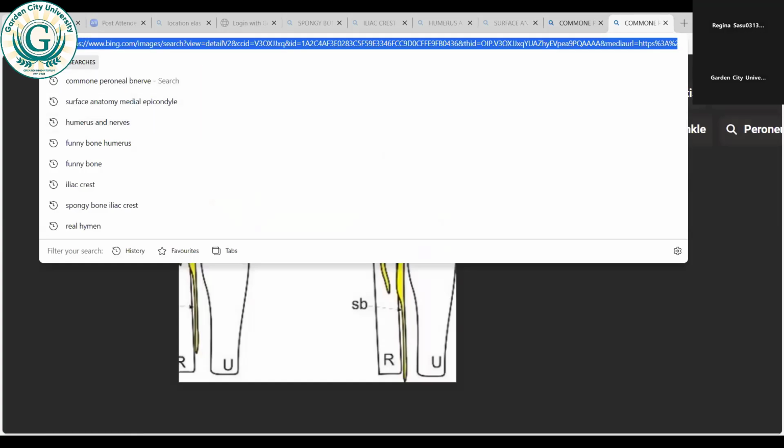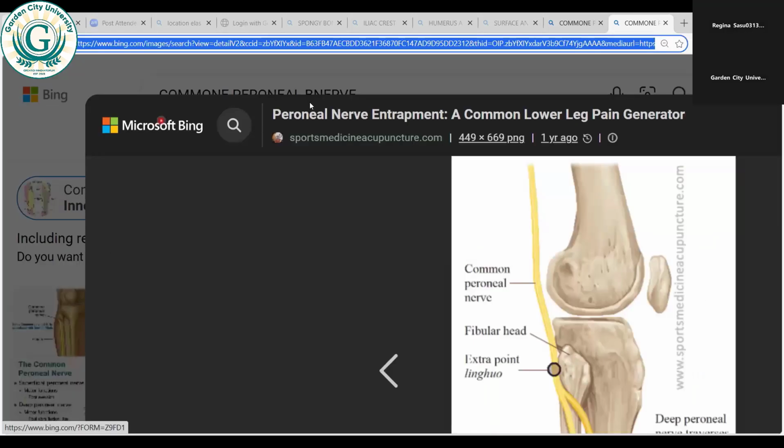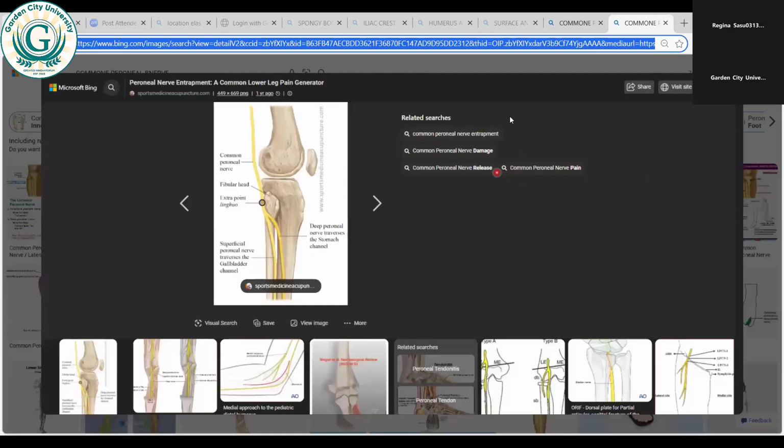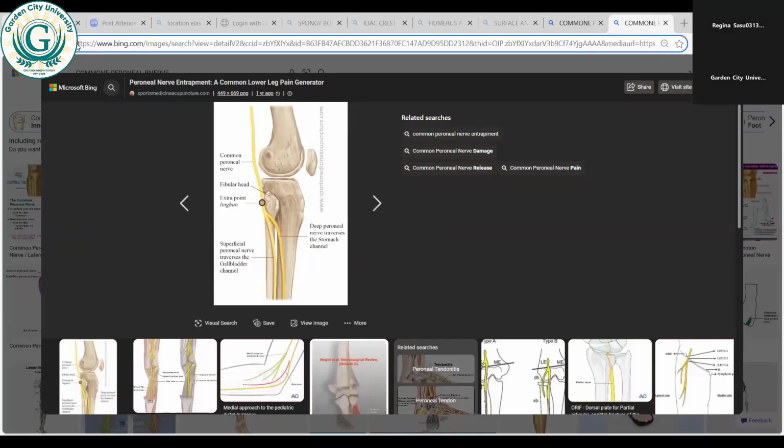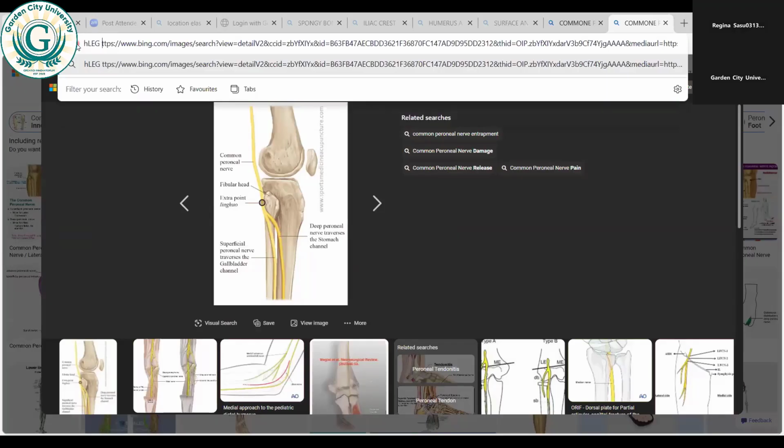And to help you appreciate the area that the nerve supplies, the common peroneal nerve gives the superficial and the deep branch. It supplies the muscles at the anterior aspect of the leg.